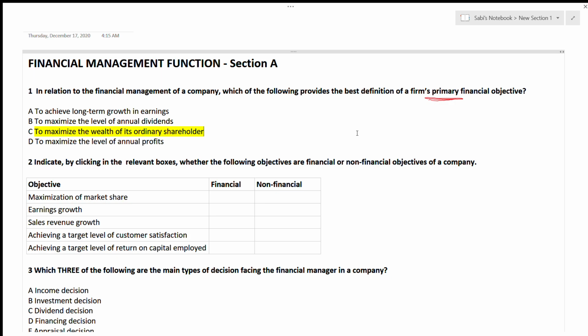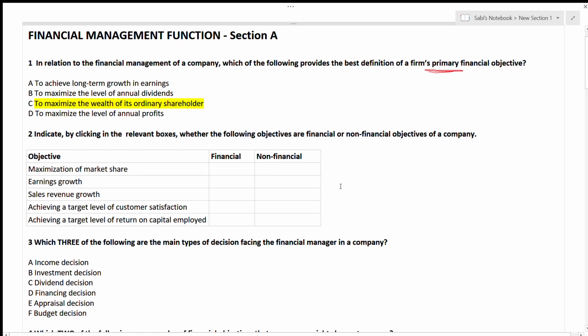Now let's go to the next one. Indicate by clicking in the relevant boxes, right, whether the objectives are financial or non-financial objectives of a company. Now, this could be quite tricky because sometimes what looks like financial is actually not financial. So that's why you have to know it. Okay, let's see.